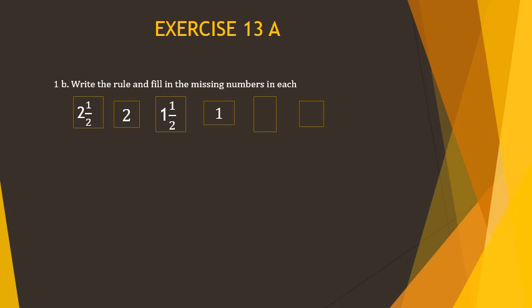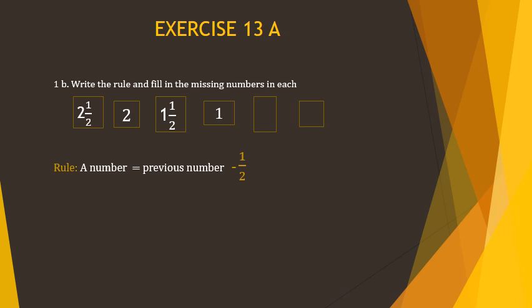So first of all, you have to see the numbers in this pattern. The first number is 2.5. The second number is 2. The third number is 1.5. And the fourth number is 1. And you have to fill the missing numbers, the fifth and the sixth numbers in this pattern. So first of all, we have to find out the rule, according to which the numbers appear in the pattern. So, the rule is: a number is equal to the previous number minus half.